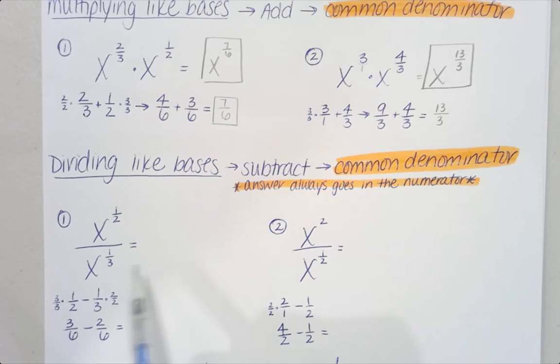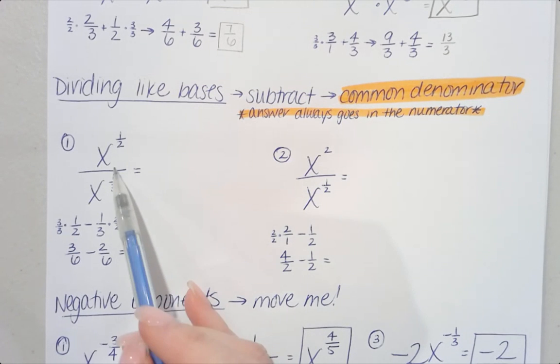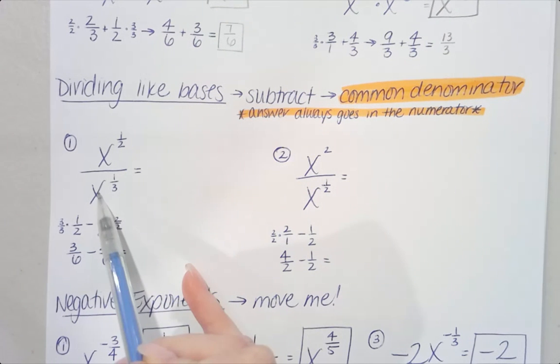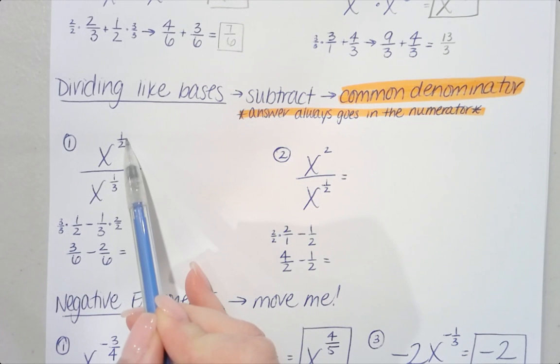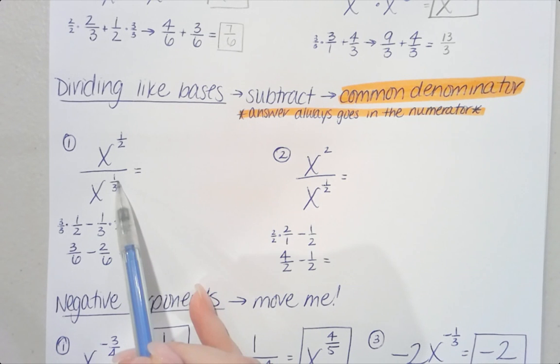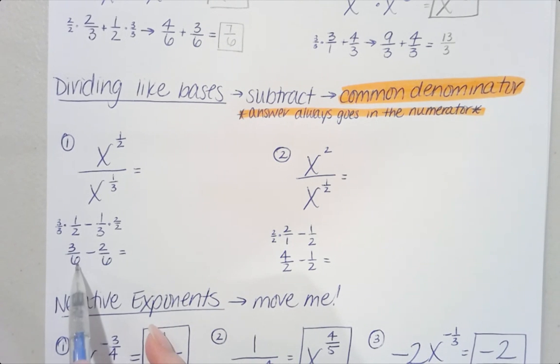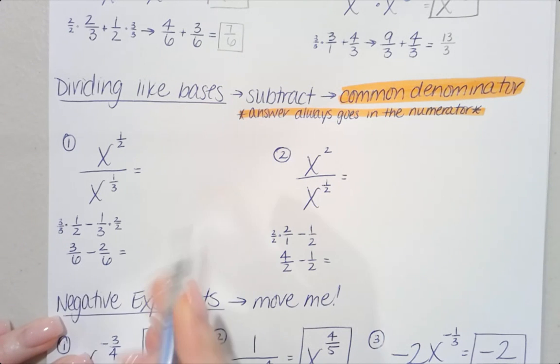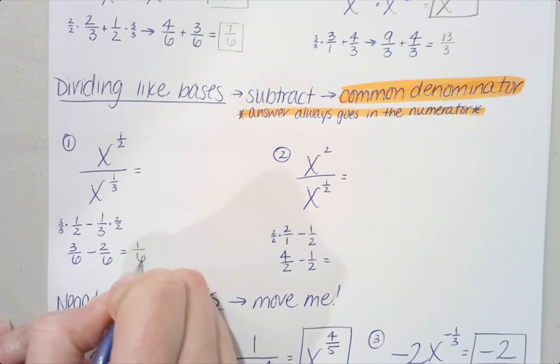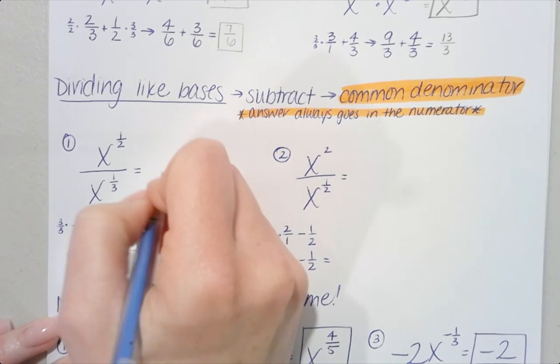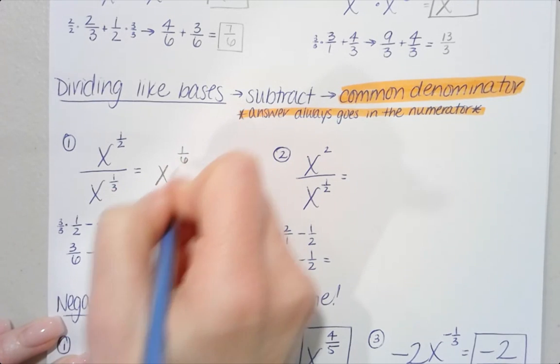So for my first example, we're going to divide these like bases, which means we're going to subtract our exponents. So it's always the numerator's exponent minus the denominator's exponent. Again, I needed to find a common denominator, which happened to be 6. So 3/6 minus 2/6 leaves me with 1/6, and that is going to be the exponent of my base of x for my final answer.